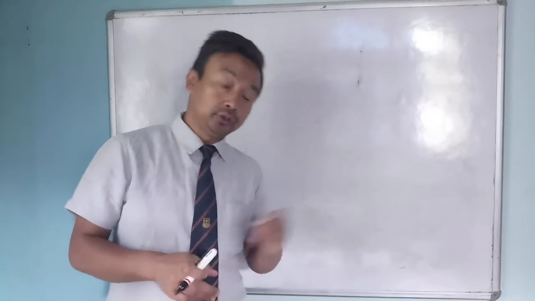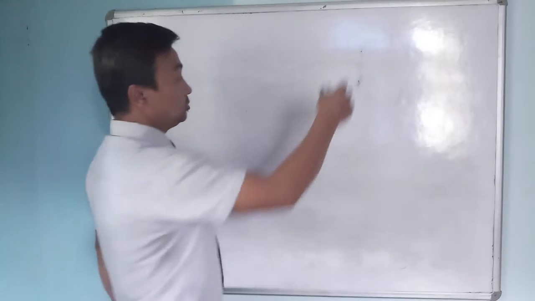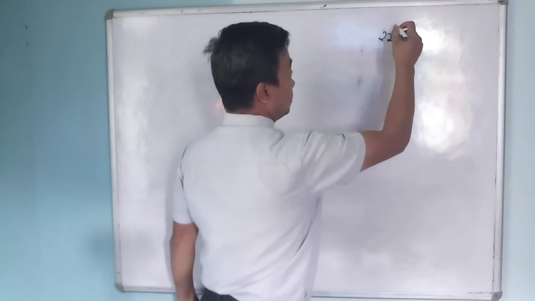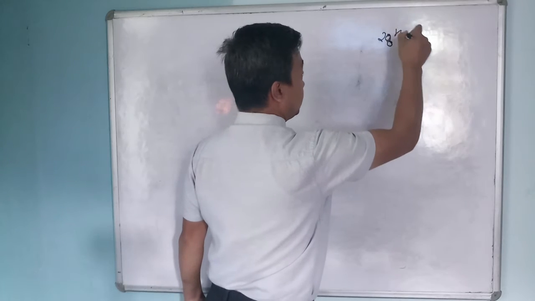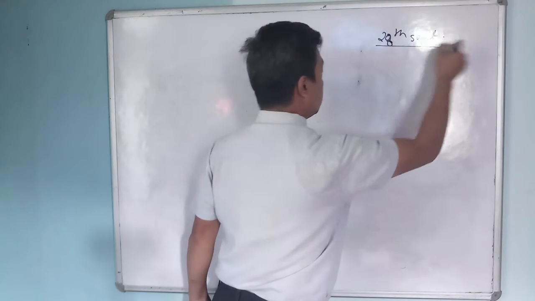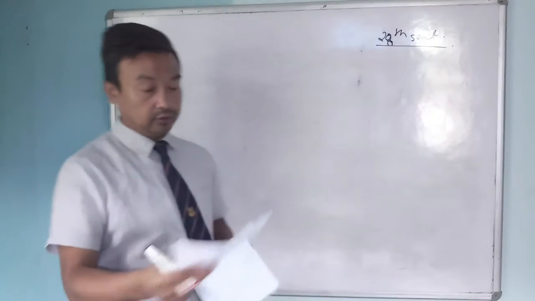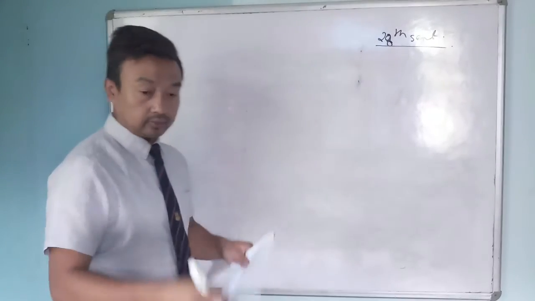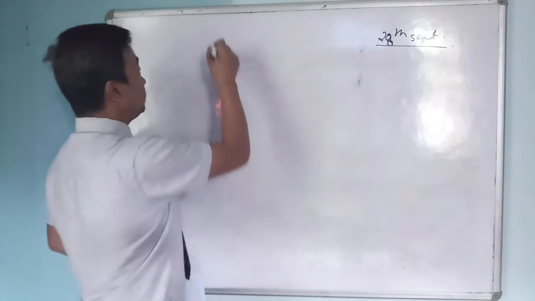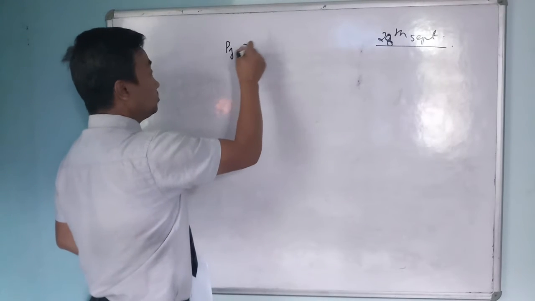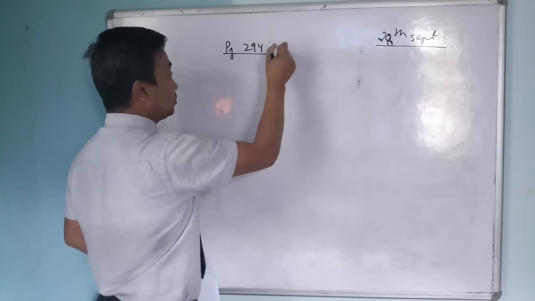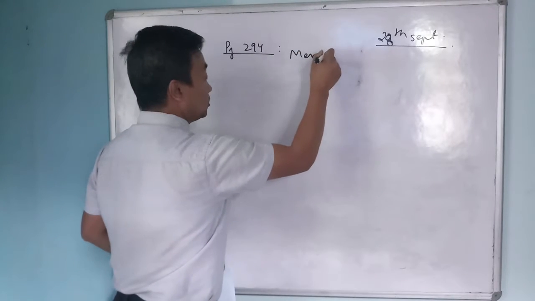Now we will switch to mathematics. In mathematics, we will be starting the new chapter today. Today is 28th of September. Alright. In the new chapter, I am going to do, from your reduced syllabus, mensuration. It is on page number 294. Page number 294. This is your mensuration.